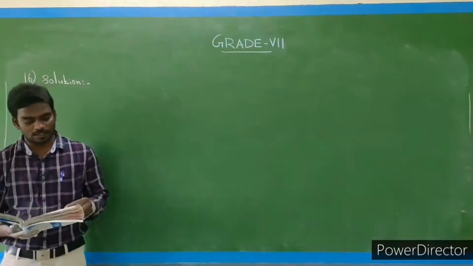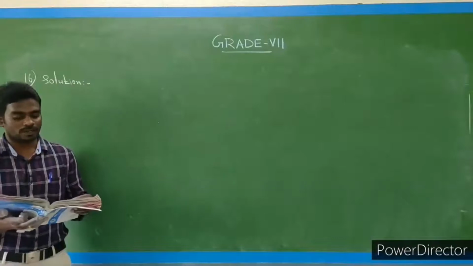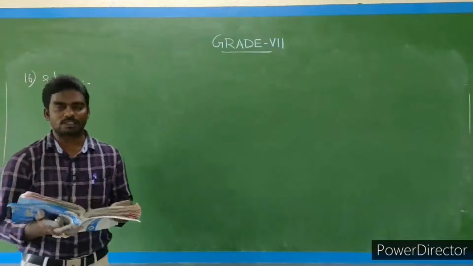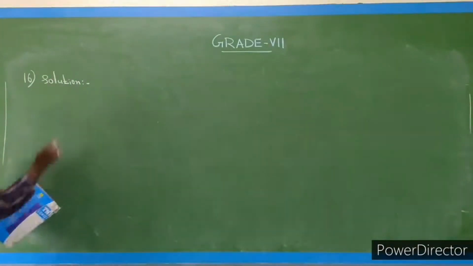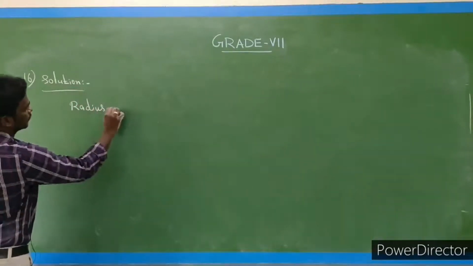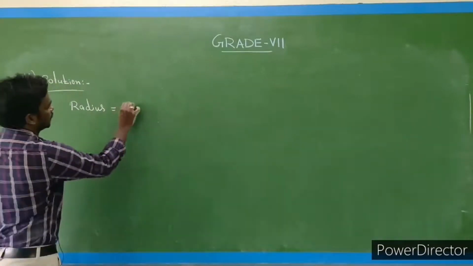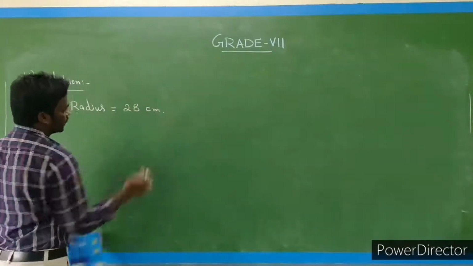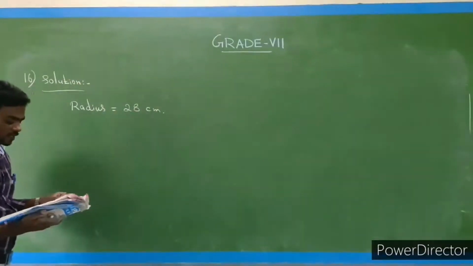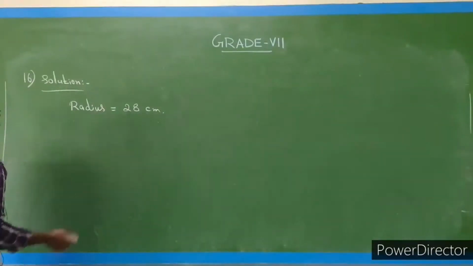So next, our 16th question. How many times must a wheel of radius 28 cm rotate to go 352 meter? The value of pi is given as 22/7. So how to find this? The radius of the wheel is 28 cm. We have to find how many times a wheel of radius 28 cm must rotate to go 352 meter.